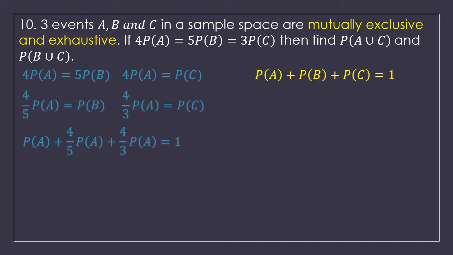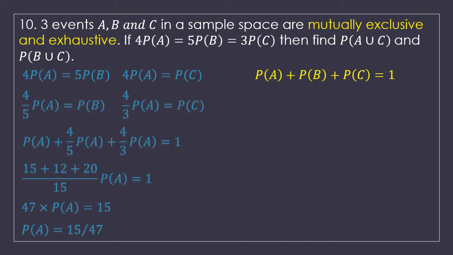Next step is to calculate the LCM, and the denominators are 5 and 3, so naturally my LCM will be 15. So first P(A) will be multiplied with 15, the 4 upon 5 P(A) will be multiplied with 3, and 4 upon 3 P(A) will be multiplied with 5. So I will get (15 plus 12 plus 20) divided by 15, P(A) is equal to 1. I am going to add the numerators, and the denominator 15 will go to the opposite side. It will be 47 P(A) is equal to 15. When I change the side of 47 as usual, I will get P(A) is equal to 15 upon 47. So I have got the probability of A, that is 15 upon 47.